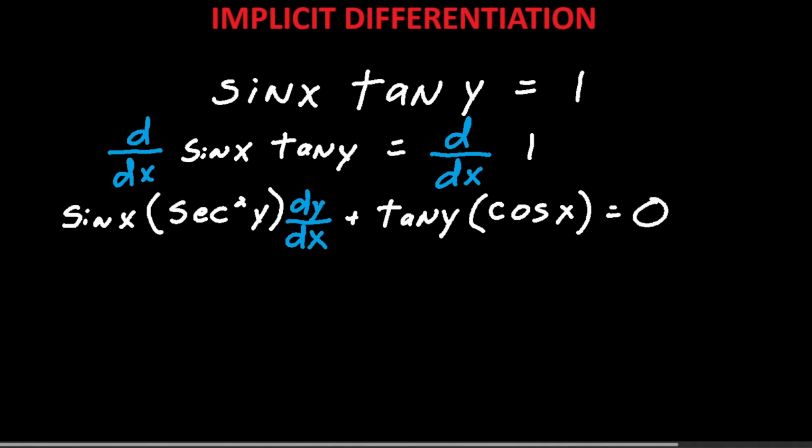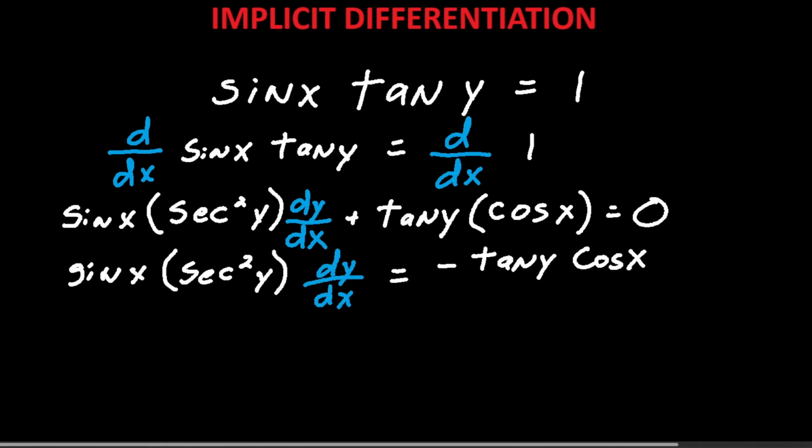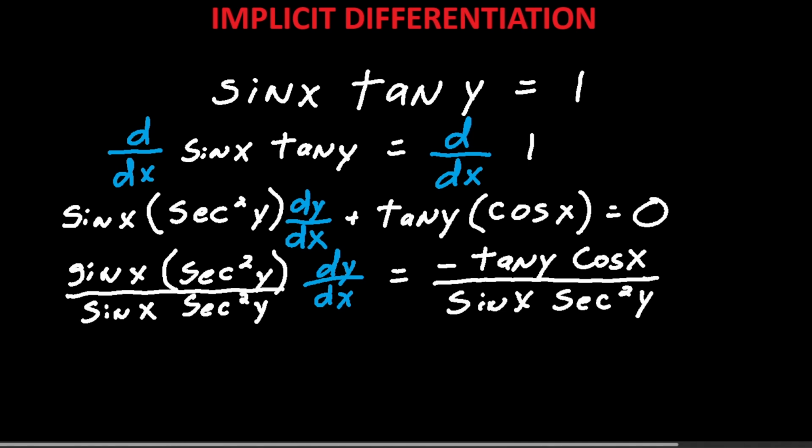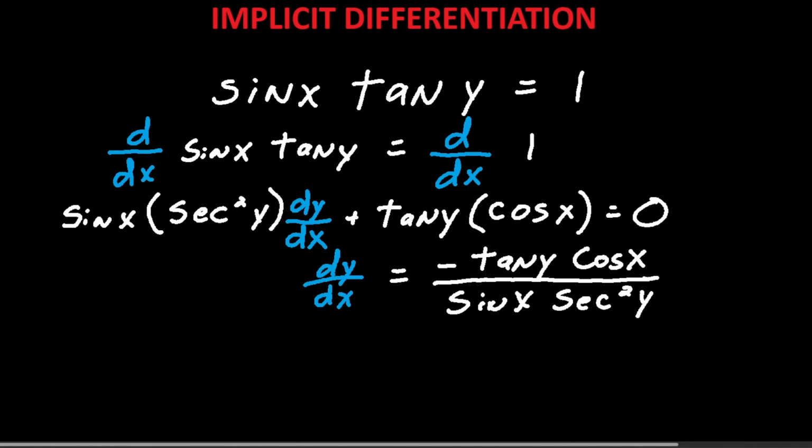I need to keep the term with dy/dx on the left, but I can move the tan y cosine x term to the right. And then in order to isolate the dy/dx, I divide both sides by sine x secant squared y. And then the left side simplifies to be just dy/dx, leaving us with this for our final answer.